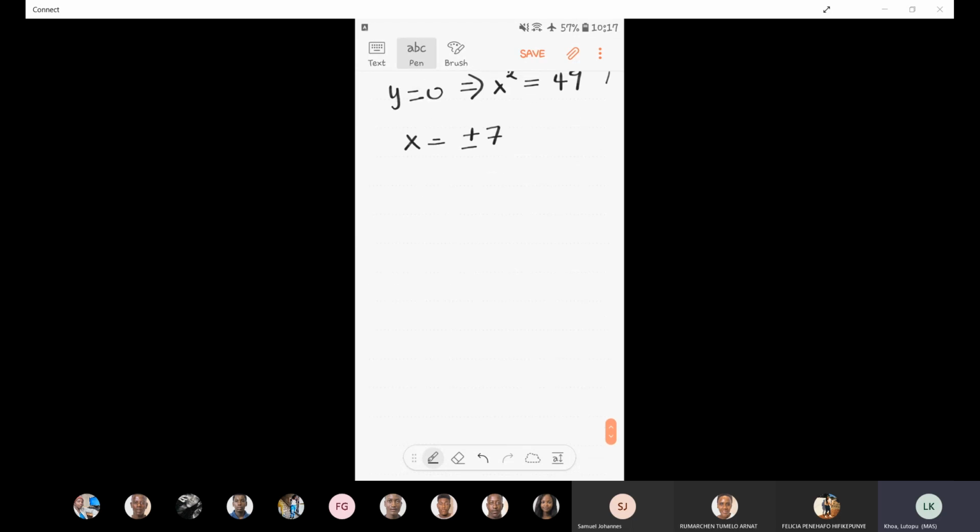Then now you sketch because you have everything. You have the intercepts, you have the center, you know what the radius is. So you take my axis. So I have 7 here.